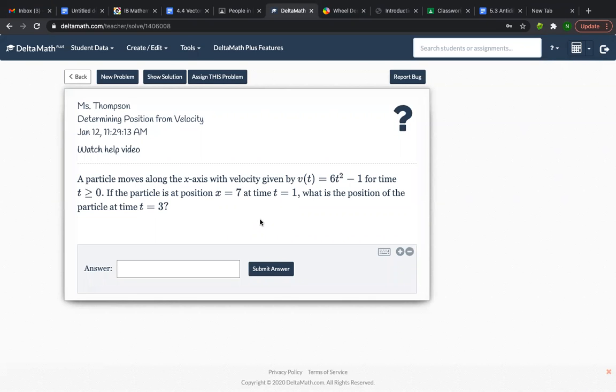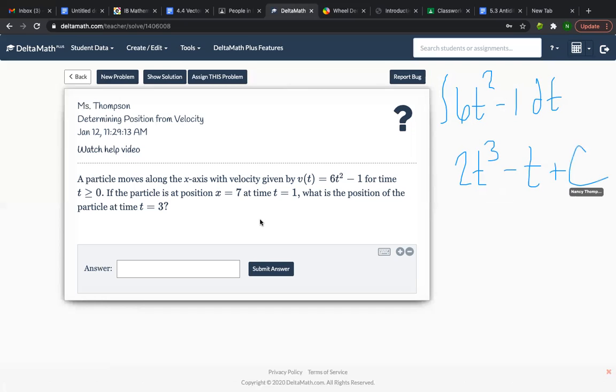So I'm going to go through this example problem. And then the next one is very similar on your Delta Math. It just has trig equations. Okay, so the first thing is I have a velocity equation and I want to talk about position. Now, position would be the level above velocity, which means I need to integrate. So I need to integrate the function 6t squared minus 1 with respect to t. And what I end up getting when I take that integral is 2t cubed minus t plus c.